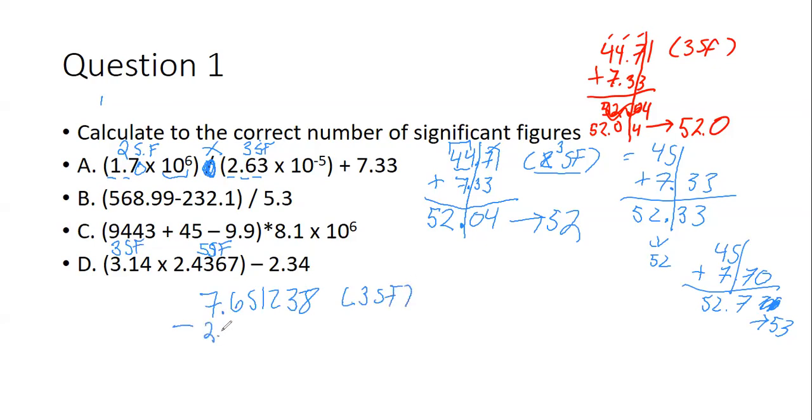Minus 2.34. So 7 is significant, that's 1. 6 is significant, that's 2. 5 is significant, that's 3. Draw my line. And now I'm going to subtract 2.34. 5.311238. All right. Only the numbers to the left of my line are significant. That's a 1, so I round down. So that should be 5.31 for D.